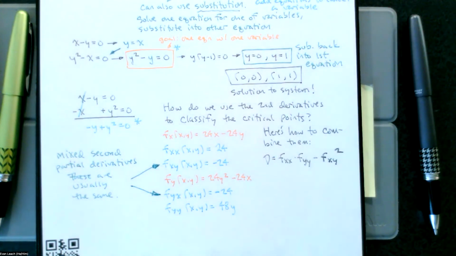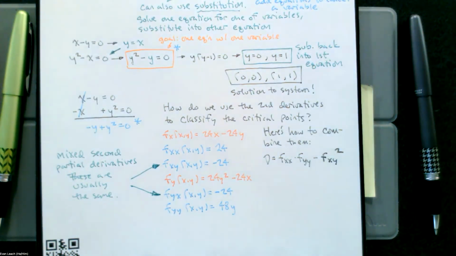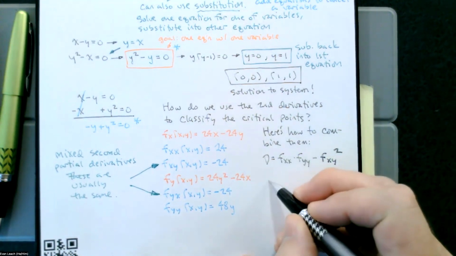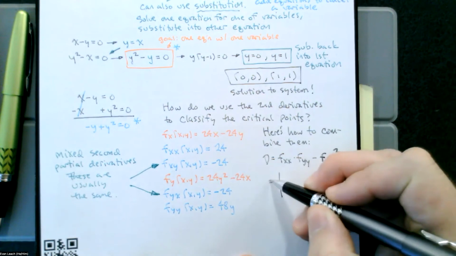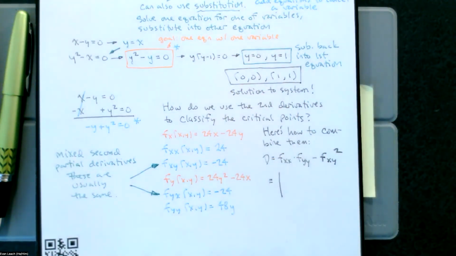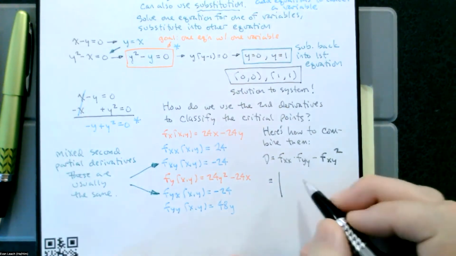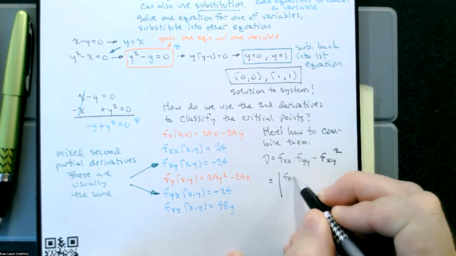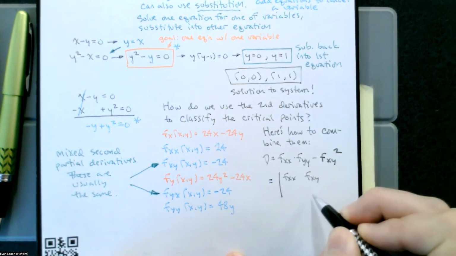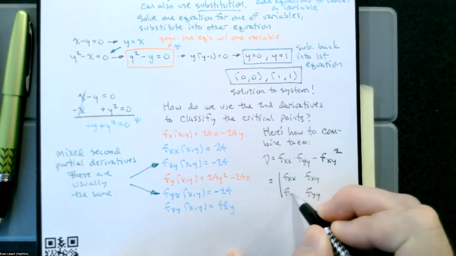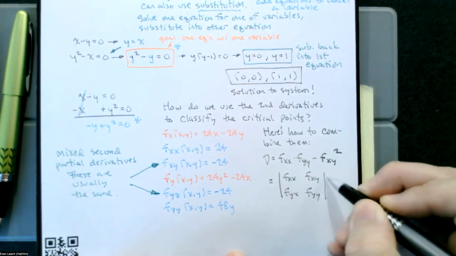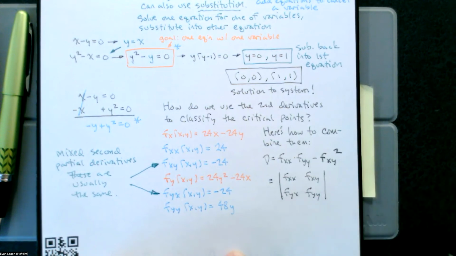fxx times fyy minus fxy times fyx. If you're thinking that has a very determinant-like structure, you are correct. It has a very determinant-like structure. It's a determinant that was built with fxx, fxy, fyy, fyx. Or maybe we switch these. It doesn't matter.